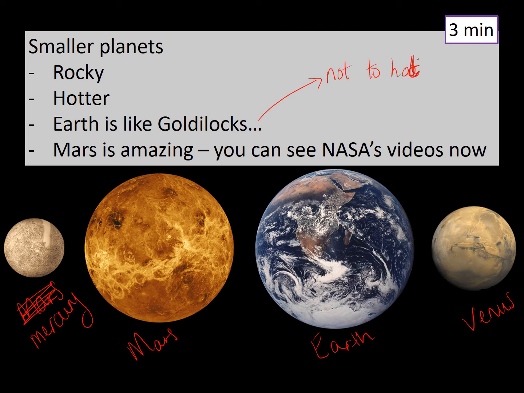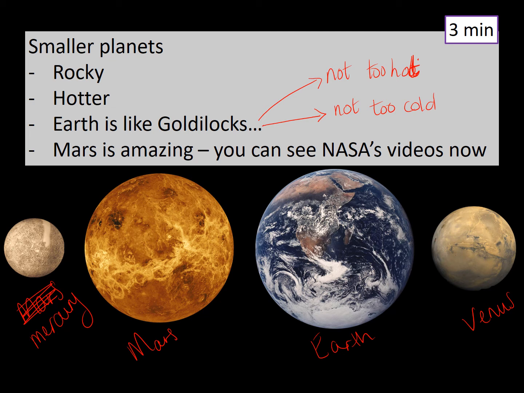If it was closer to the sun, it would be so hot that all the water would just boil away and evaporate. We wouldn't have any left in the oceans. And then if the Earth was further away from the sun, it would be too cold. But we know that it's not too cold either. If it was too cold, everything would just permanently freeze over. So that's why Earth is like Goldilocks. It's not too hot, it's not too cold, it's just perfect.